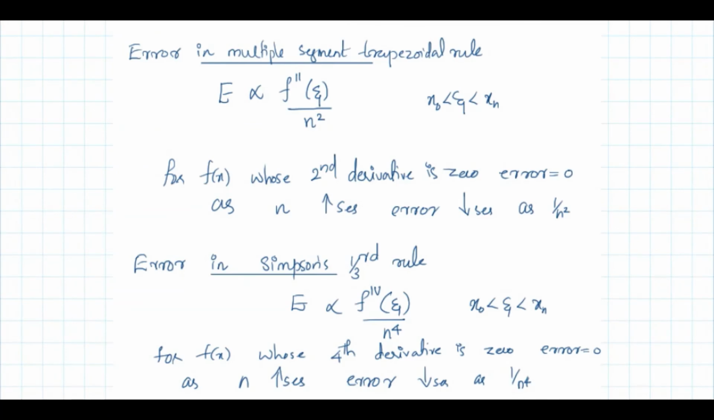Now I will comment on error. Error in multiple segment trapezoidal rule is proportional to 2 factors. One is the second derivative of the function evaluated at an arbitrary point. Why is this point an arbitrary point? If you know exactly this point, then it is possible to find the exact error by evaluating the second derivative and dividing by n square. Then by adding that exact error to the approximate value of the integral, you can find the true value. Okay, it doesn't make any sense.